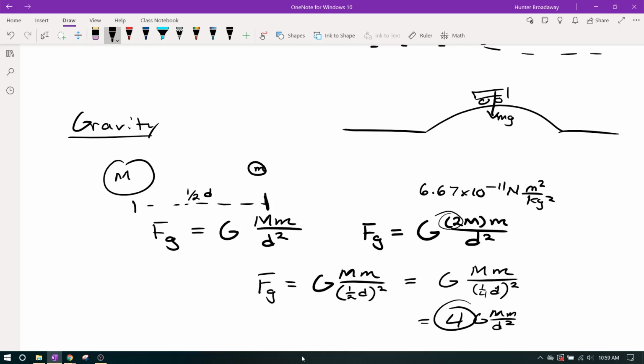So as you get further away, it gets weaker squared. As you get closer, it gets stronger squared. So the strongest gravity that you'll have is the shortest distance away between the two centers of mass of the objects. Okay, let's see here. That is if it's not going in a circle.